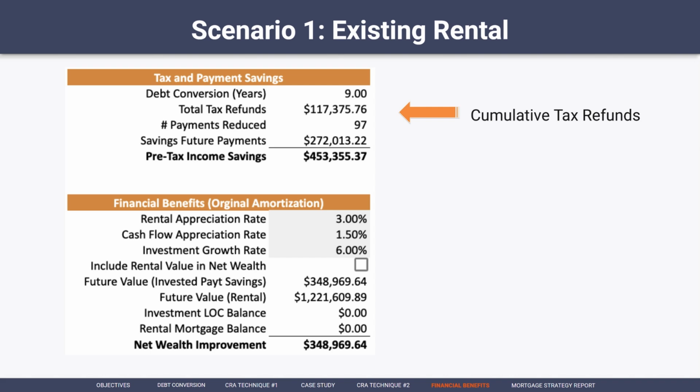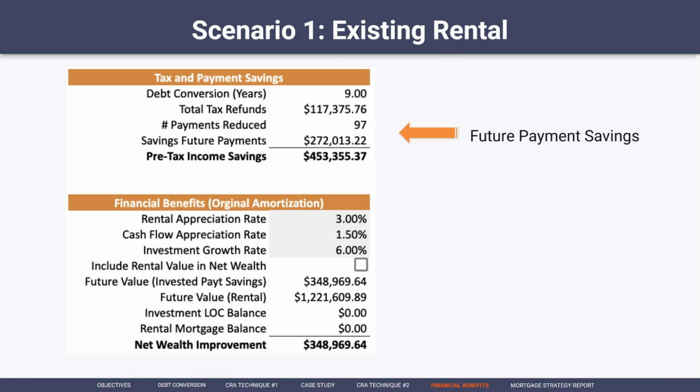The next thing we look at is the total value of the refunds earned in the plan. This assumes the rate of interest is constant and the marginal tax rate doesn't change either. In reality, these things can fluctuate, but this gives us a sense of the total amount of tax refunds we can expect to achieve using this strategy. In this case, the homeowner receives $117,000 in refunds over the life of the mortgage. Technically, the homeowner is mortgage-free 97 payments sooner than they otherwise would be.